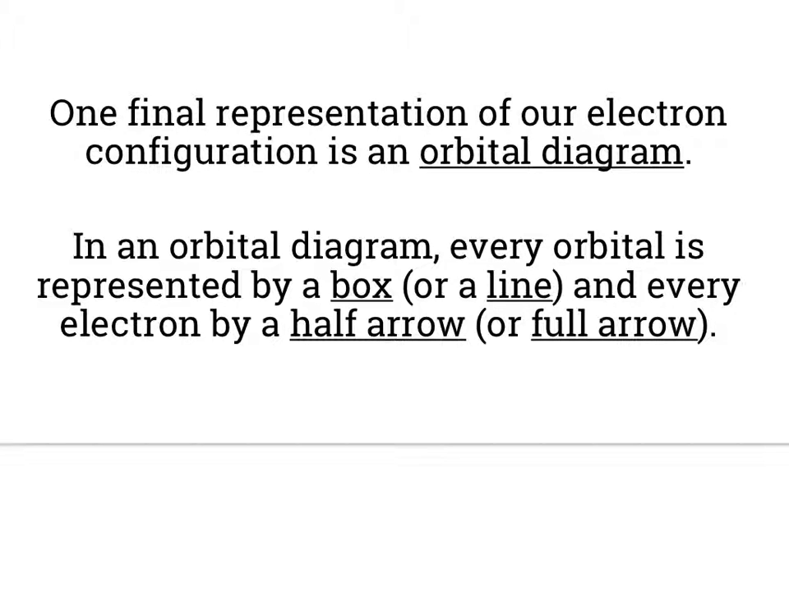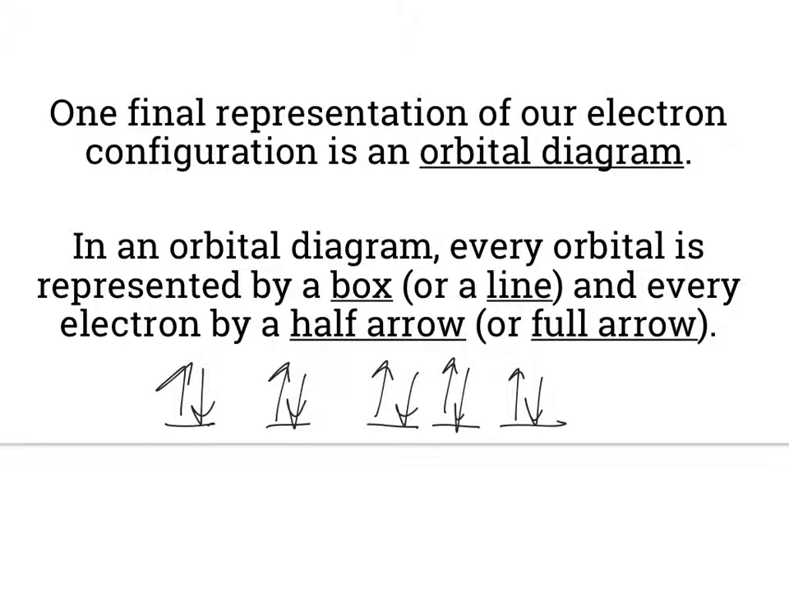In an orbital diagram, every orbital is represented by a box, or in the past I've shown you a line, and every electron by a half arrow, or again in the past I've shown you a full arrow. So, in the past, what I would have shown you is something like this. These were orbital diagrams. Now, I'm completely fine if you draw them like that. That's fine. I'm going to be changing, however, my personal drawing to this.